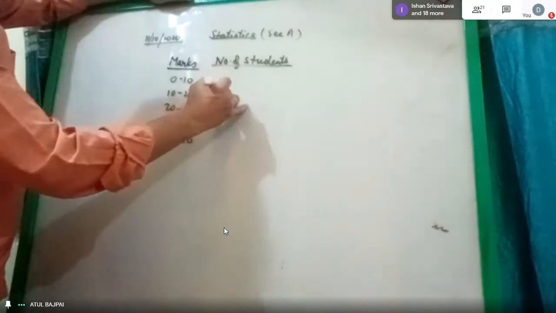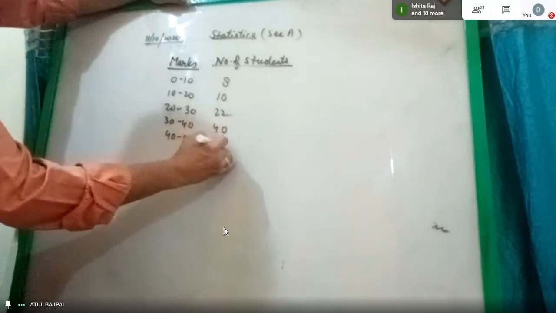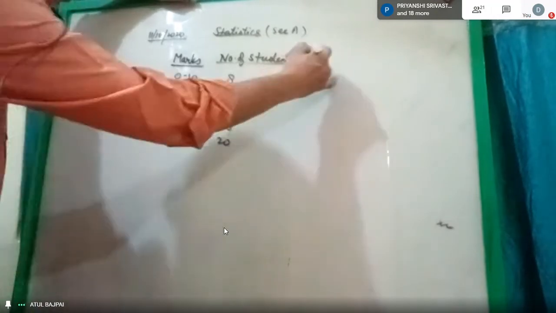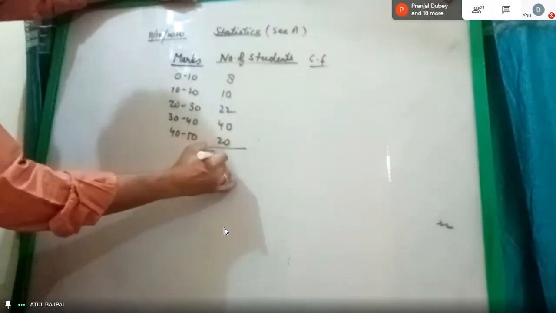Number of students are 8, 10, 22, 40 and 20. The first thing we have to do is to write cumulative frequency. First calculate sigma f, and my last value of cumulative frequency should match.